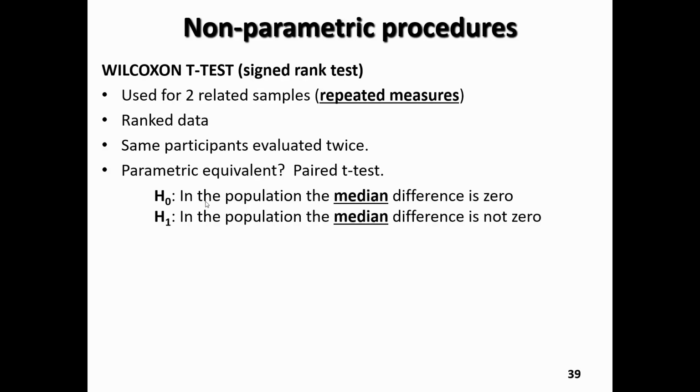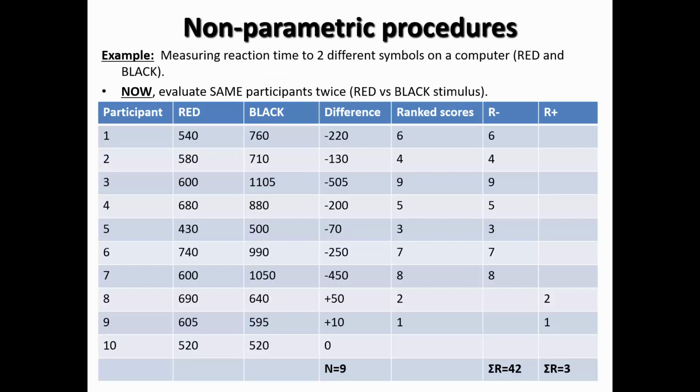And this is a little bit different than the paired t-test. In this case, the null hypothesis is evaluating if the median difference is 0, as opposed to the parametric t-test, which is based upon averages. And the alternative to the null hypothesis is assessing if the median difference is not 0. So let's take a look at an active example of some data that we see here.